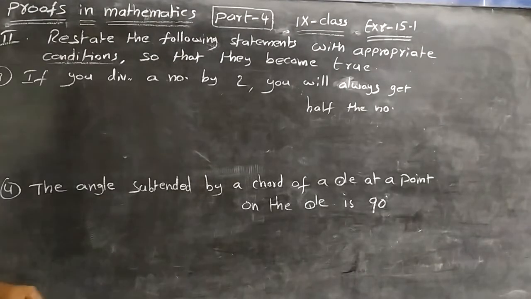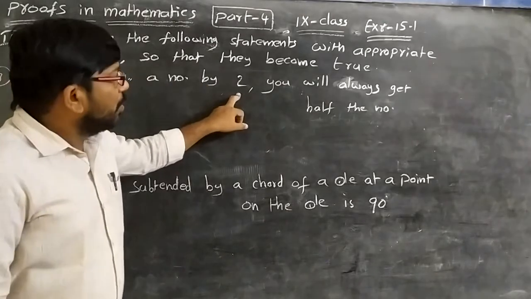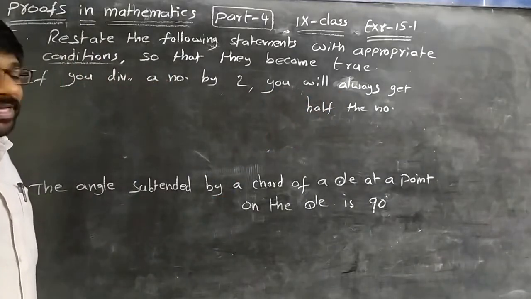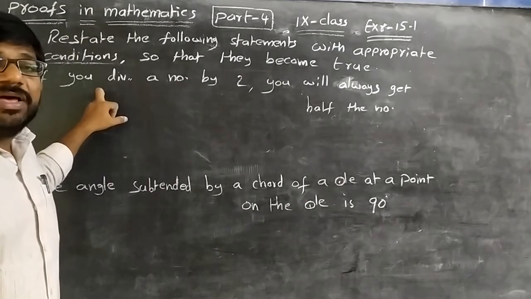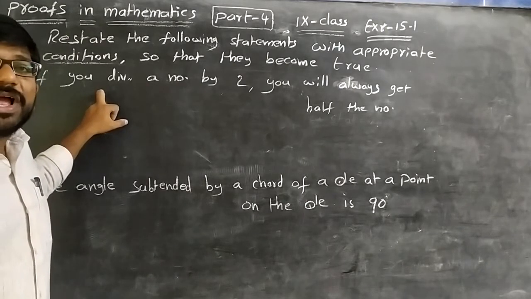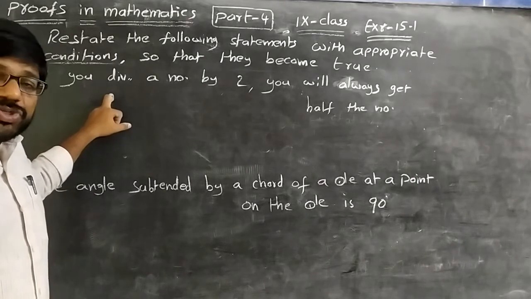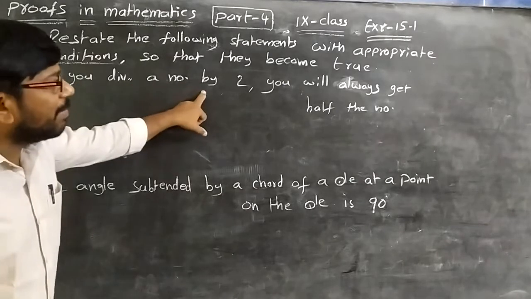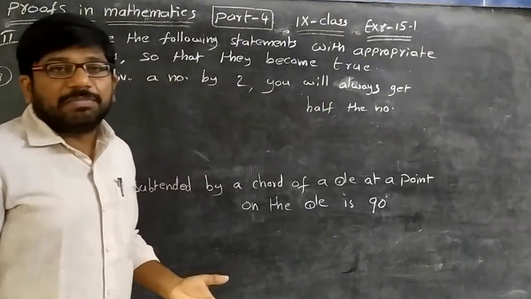Yes, next the given statement: if you divide a number by 2, you will always get half the number. See, observe carefully, it is a statement, but in this we need some condition. Actually, it is false. If it is to be true, what is the condition? If you divide a number by 2, you will always get half the number.